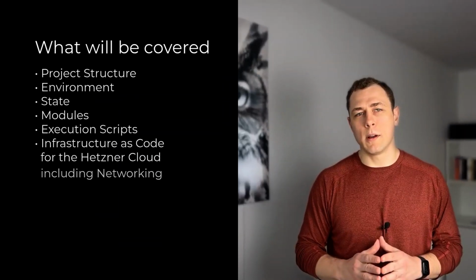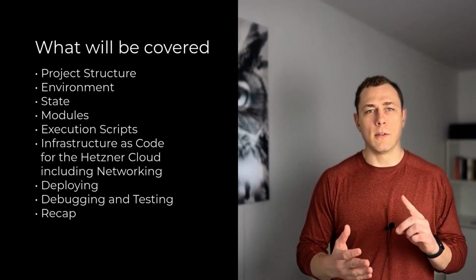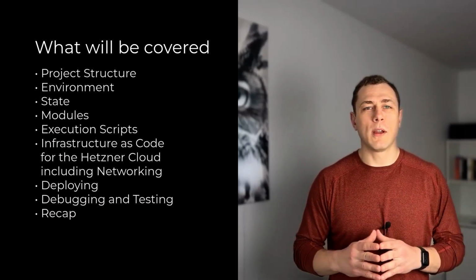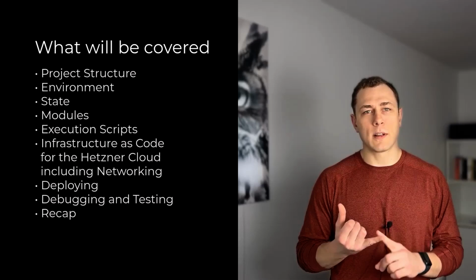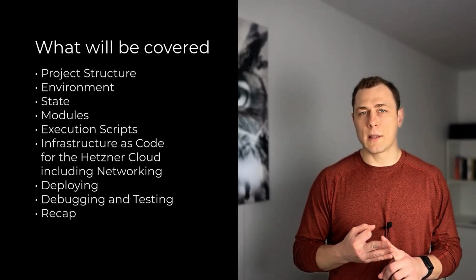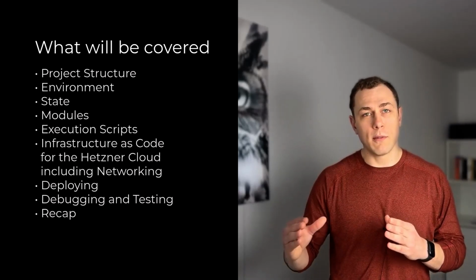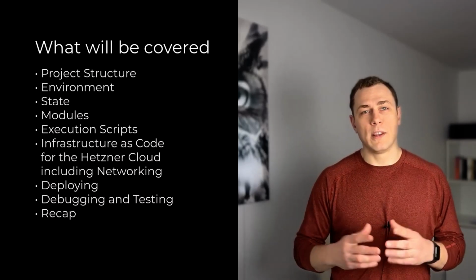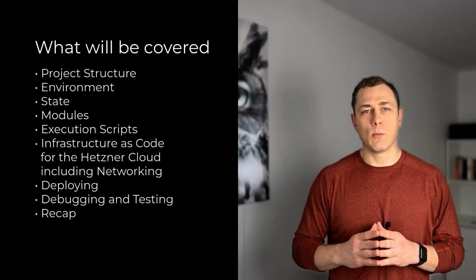Here's what we cover in the episode: the project structure, the environment, the state, the modules, execution scripts. We will develop the Hetzner Cloud infrastructure module, which contains all the subnet, networking, and SSH setup, and also the firewall rules. We will deploy the server and the worker node in the Hetzner Cloud. We will have a live debugging because nothing works the first time. And then we will recap what we've done.